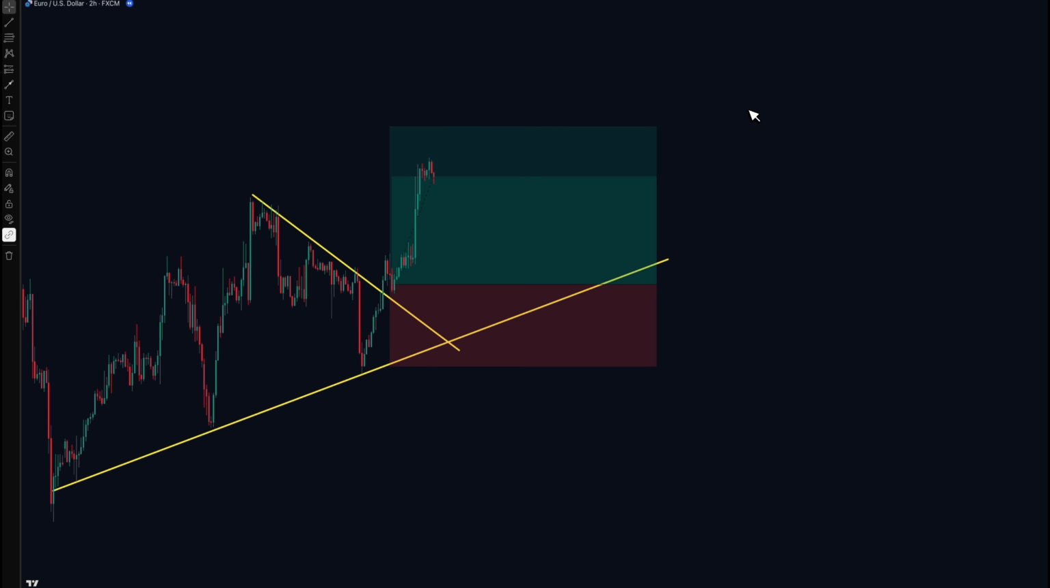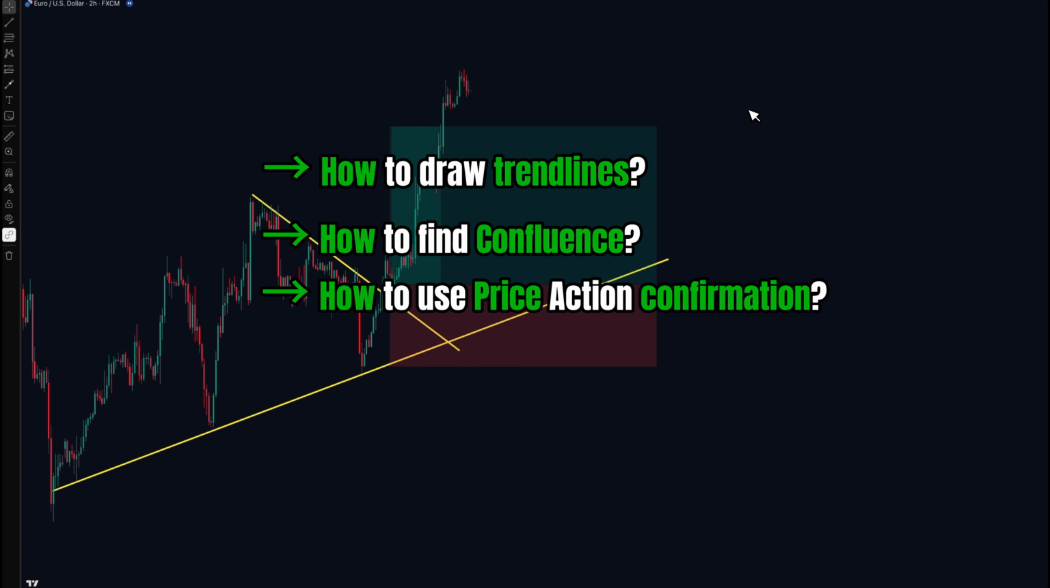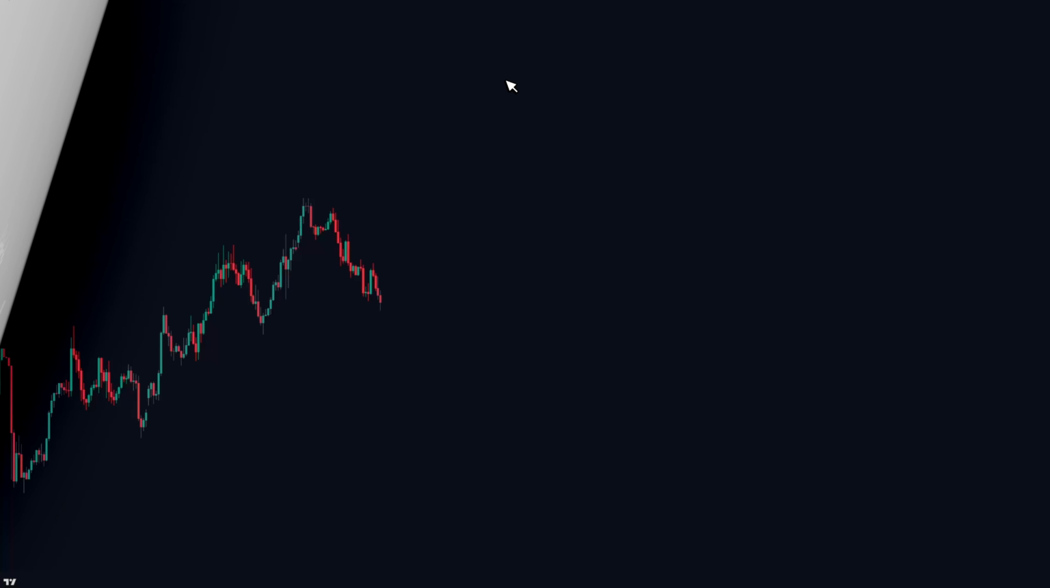Now that we've covered how to draw trend lines, how to find confluence, and how to use price action confirmation, let's put it all together with one of the most powerful setups, the Trendline Bounce Strategy. This is a trend-following strategy. We're trading in the direction of the current trend using trendline support or resistance as the base. Let's walk through two real examples, one in an uptrend, one in a downtrend.